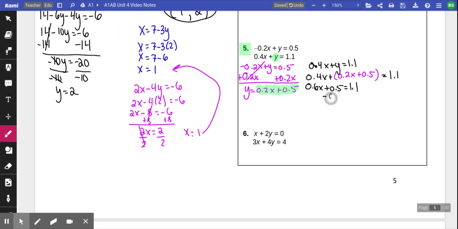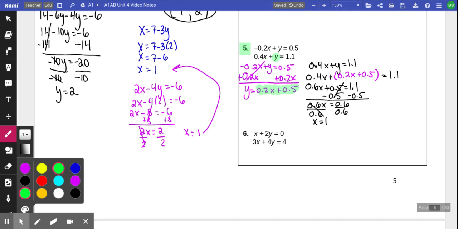We can subtract 0.5 from both sides. You always have a calculator to help you with your decimals if you would like, but what you're going to get is 0.6x is equal to 0.6. I'm hoping that you don't need your calculator too much, because when we divide by 0.6, anything divided by itself will give us 1. So we have our x value.